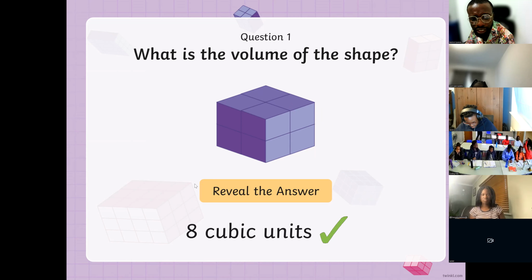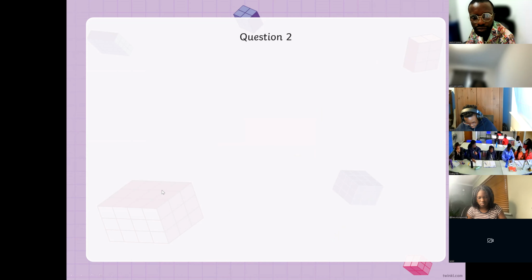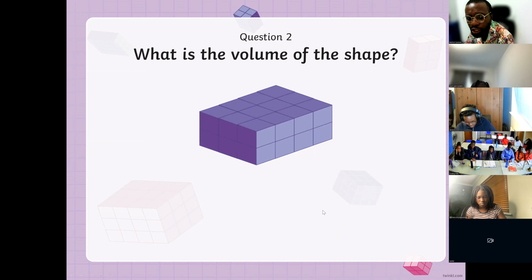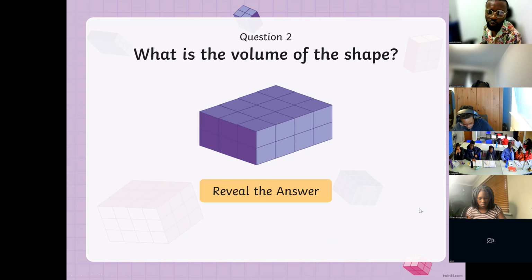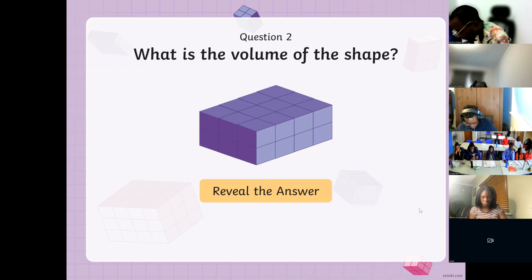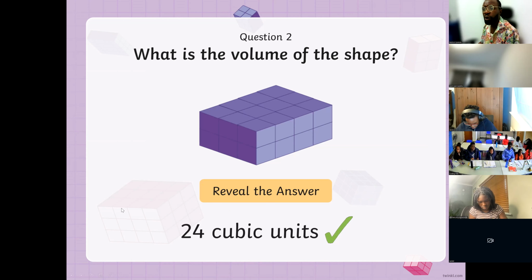And the next one, Memphis. What do you tell us the next one? What is the volume of this shape, Memphis? 24. Okay. It is indeed 24. Can you give both Memphis and Jason A a round of applause?